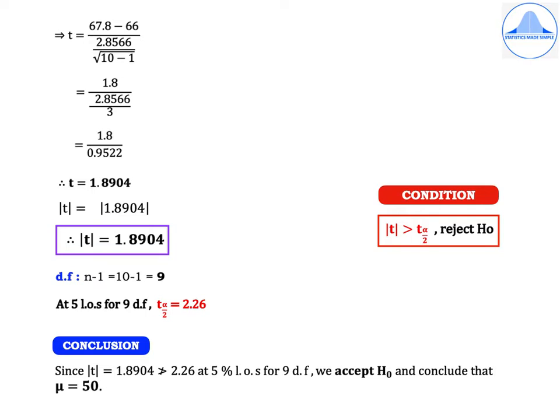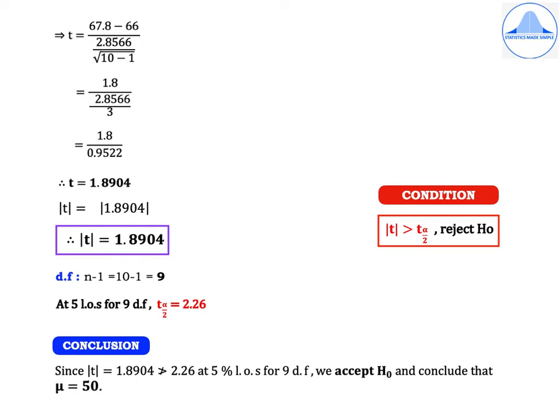The degrees of freedom are n minus 1, which is equal to 10 minus 1 equal to 9. So at 5% level of significance for 9 degrees of freedom, from the statistical table for the t-test, look under two-tailed test at 5% for 9 degrees of freedom. You get t alpha by 2 value as 2.26.